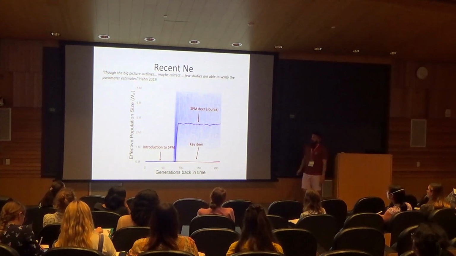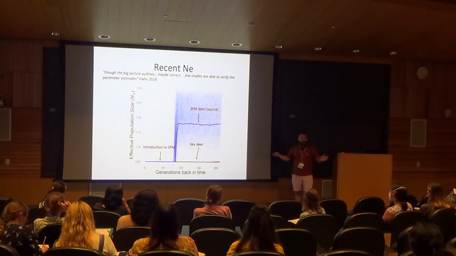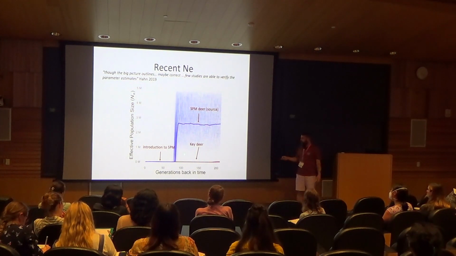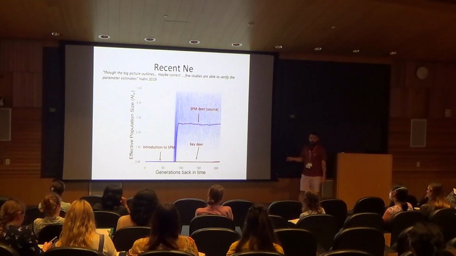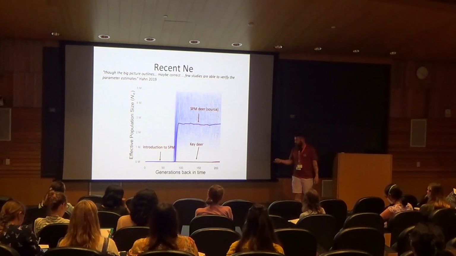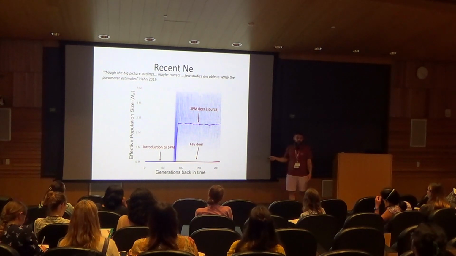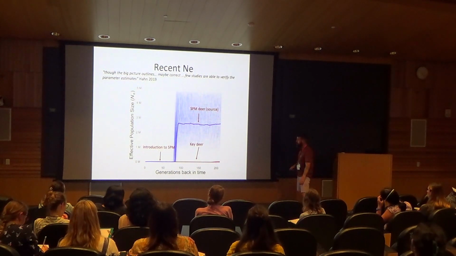When we look at their temporal Ne, what's really interesting is key deer, they've been low for a long time. This is important because around the 1950s, there was a bit of worry about overharvest. We don't pick that up at all. We see this continued in the PSMC plot. It's been low, it's been constant for hundreds, if not thousands of years.